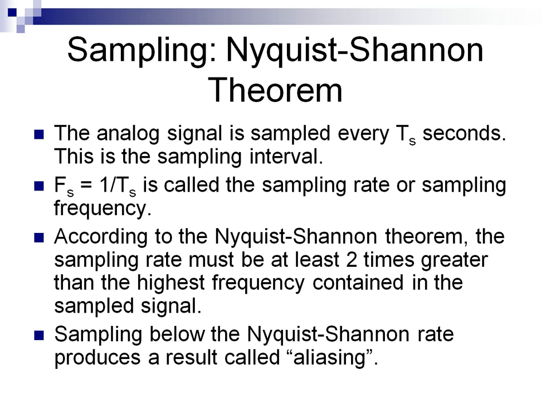Well, how fast should I sample? That's another important facet of analog to digital conversion. The analog signal is sampled every so often, and this is the sampling interval. The frequency is equal to 1 over the sampling interval time, and this is called the sampling rate or the sampling frequency. According to the Nyquist-Shannon theorem, the sampling rate must be at least 2 times greater than the highest frequency contained in the sampled signal. Sampling below the Nyquist-Shannon rate produces a result called aliasing.